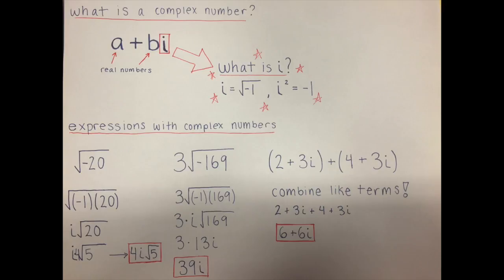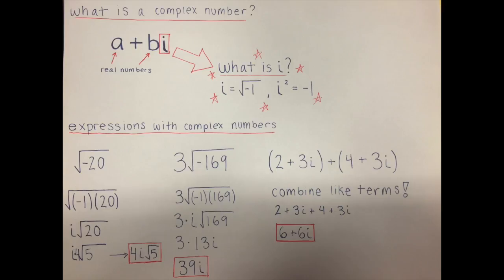To move on to our next expression, which is 3 root -169, you want to again acknowledge the fact that -169 is -1 times 169, which then you could replace the square root of -1 as i. So then you would have 3 times i times root 169, which is 13, and then you're left with 3 times 13i, which is 39i.